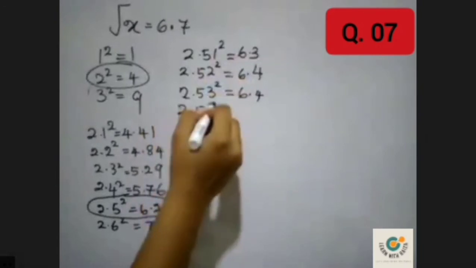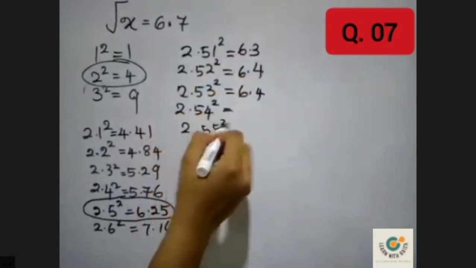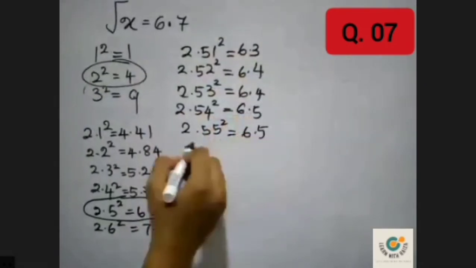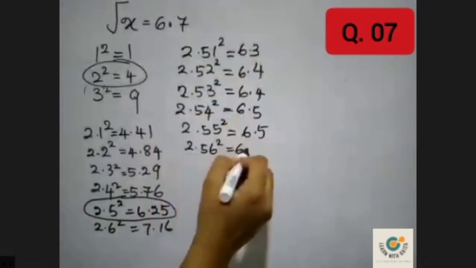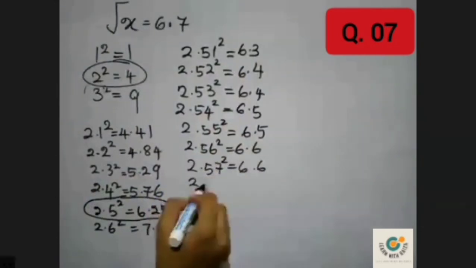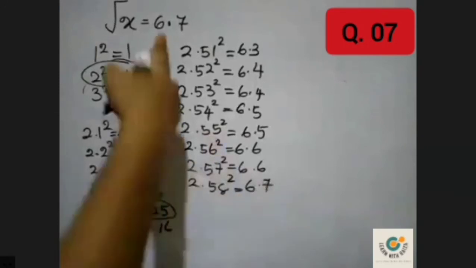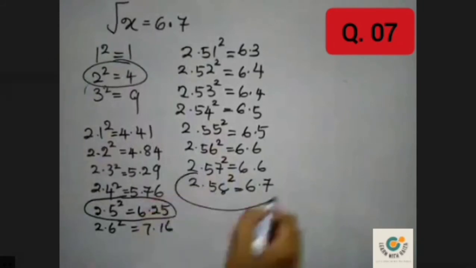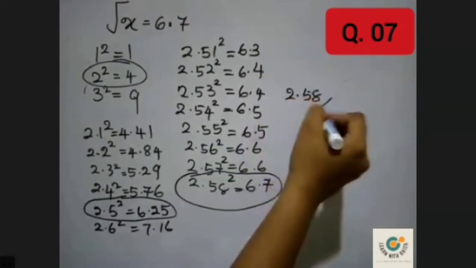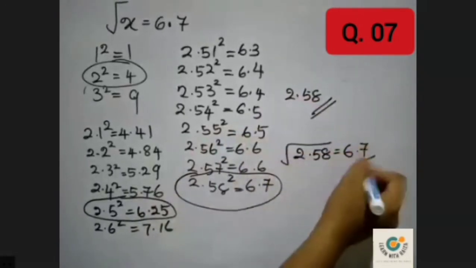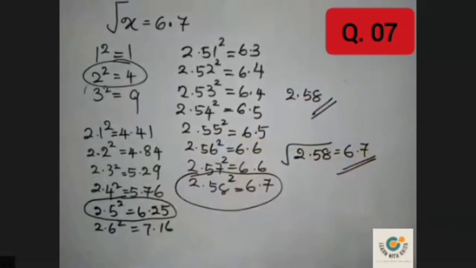So still we have to reach. 2.54 squared, you are getting 6.5, 2.55 squared, 6.5, and 2.56 squared, you can get 6.6, and here 2.57 squared, 6.6, 2.58 squared. Wow, you are getting 6.7 exactly. So what is the closest approximation value for x? That is 2.58 is the answer. Because if I take the square root of 2.58 squared, I'm getting 6.7. So you have to assume the value when you are calculating the closest answer, right?